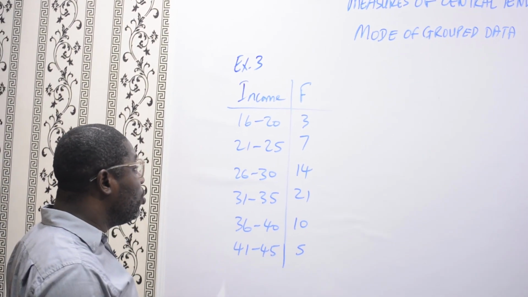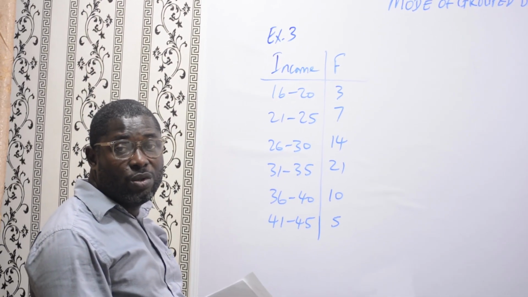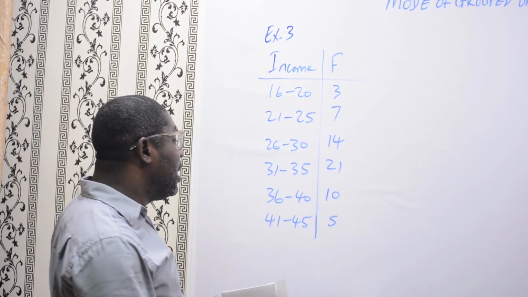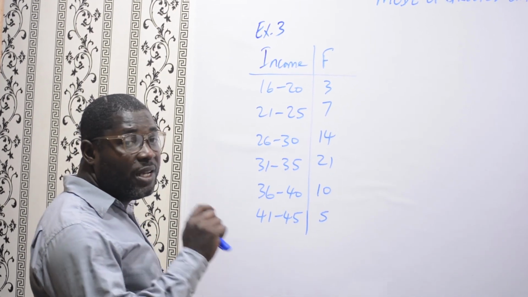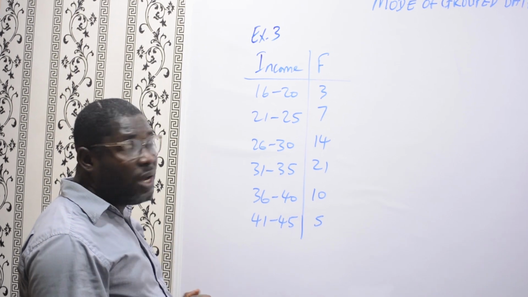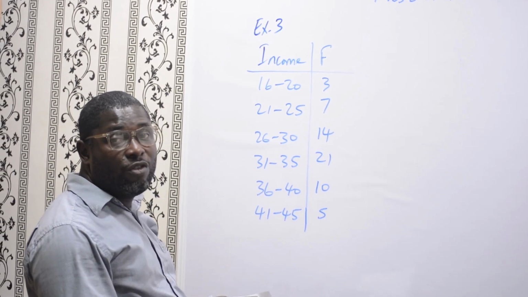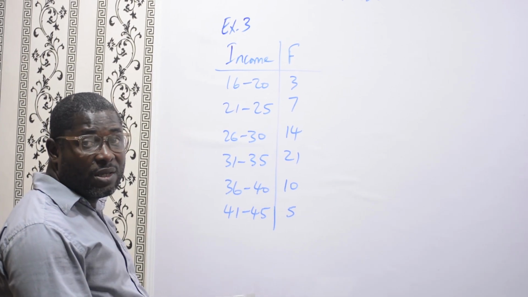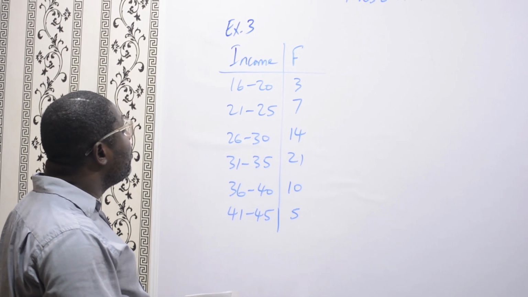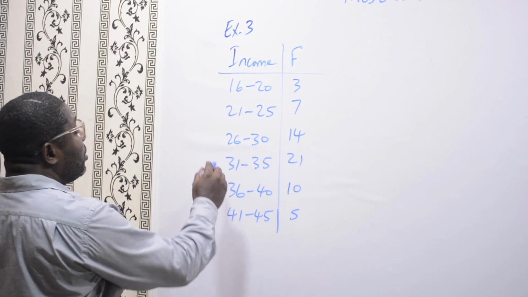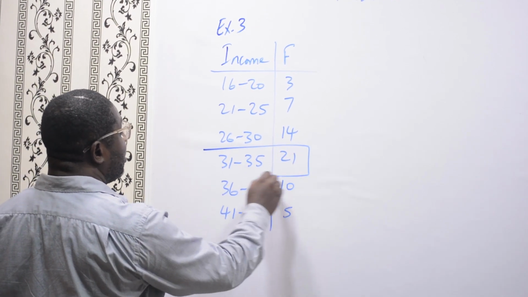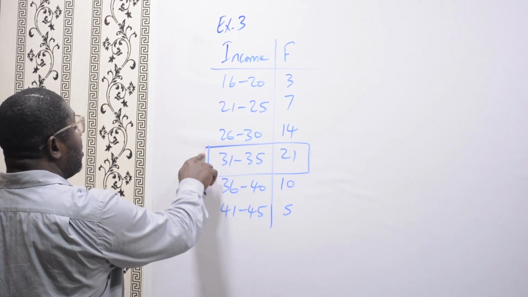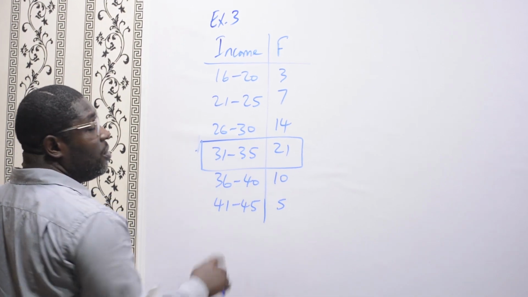What we need to do in calculating the mode of group data is to identify the modal class. The modal class is the class with the highest frequency. Can you tell me the class that has the highest frequency here? This class is the class with the highest frequency. So this is the modal class.